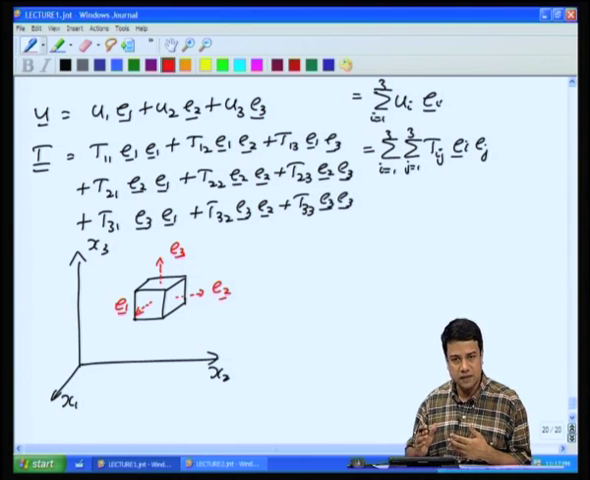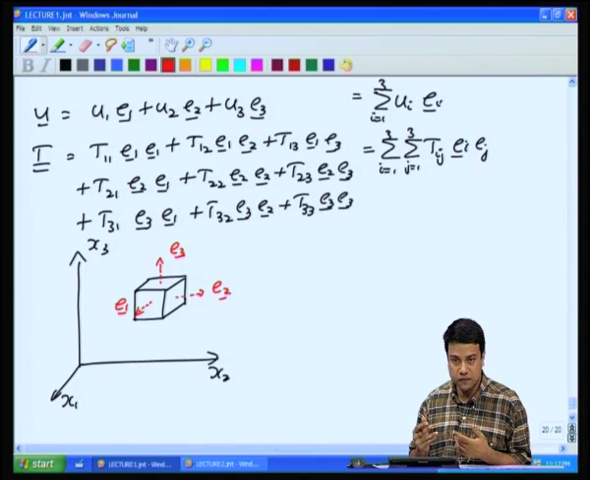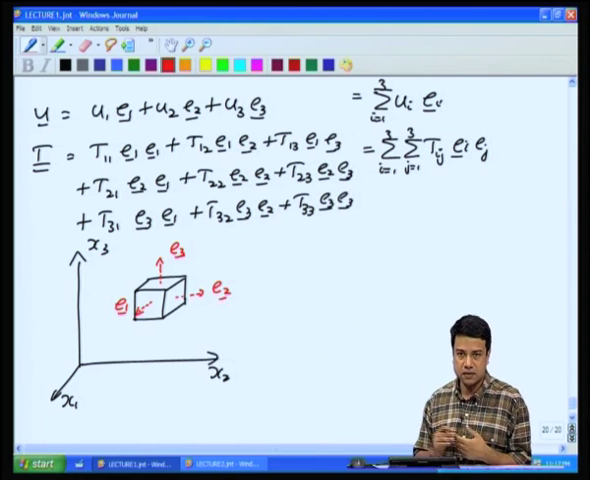At each of these surfaces there is a force acting, due to either fluid pressure or fluid flow, and the component of the force acting on this front surface in the 1 direction is T11 per unit area, in the 2 direction is T21. Force direction is 2, unit normal direction is 1, etc.